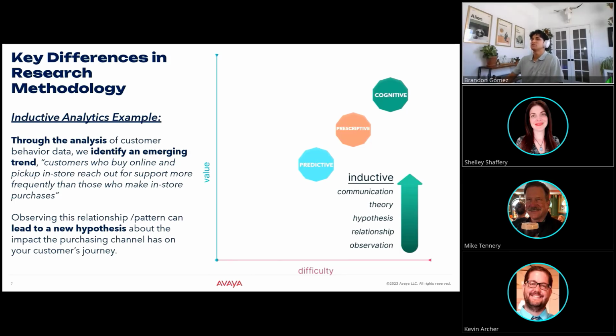Through the analysis of customer behavior, we've identified an emerging trend. Customers who buy online and pick up in store reach out for support more frequently than those who make in-store purchases. Observing this relationship and pattern, going in, developing a hypothesis, testing it out, this can lead to new theories that we can then operationalize and move to the far left side of our scatter plot. But we get a lot more freedom whenever we get to work in inductive because, again, this is explorative. You're testing, you're validating, this is inductive.